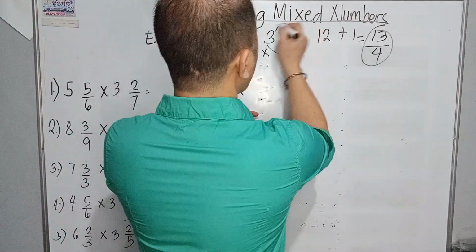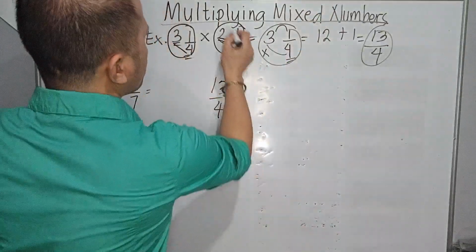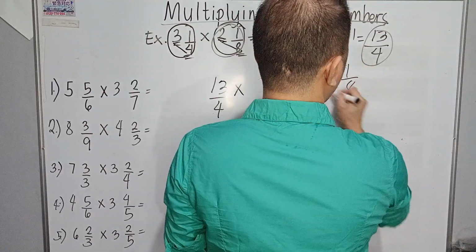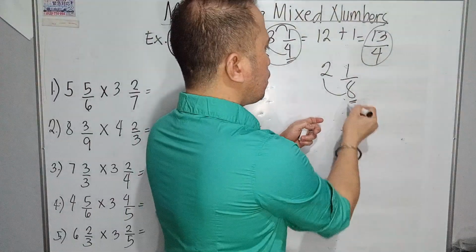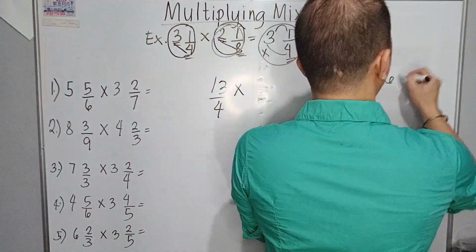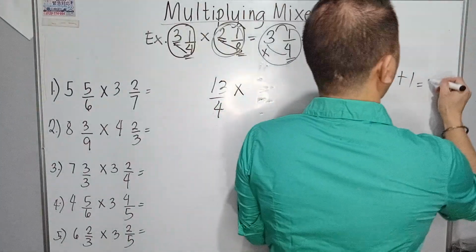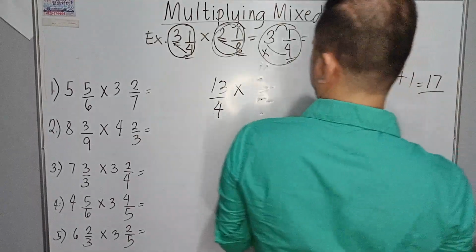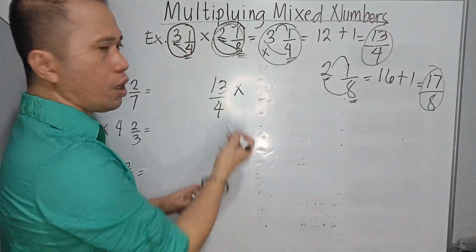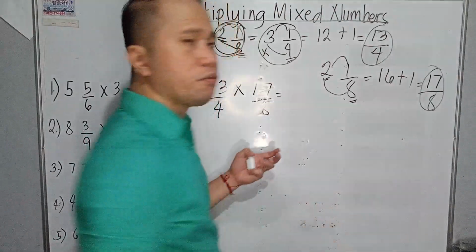Then the next is we're going to solve the 2 and 1/8. So same, multiply denominator to whole number. 2 times 8, so we're going to write here 16, plus our numerator 1. So the answer is 17/8, keeping the denominator. So we're going to transfer it, guys. 17/8.